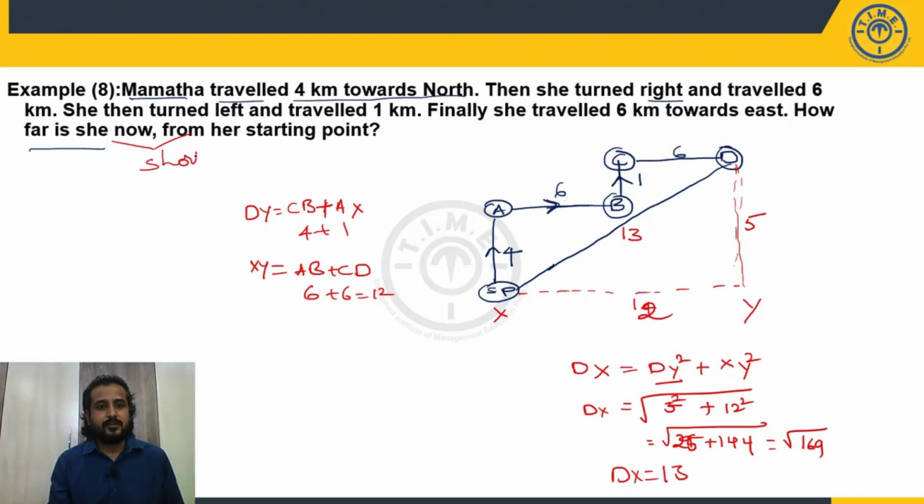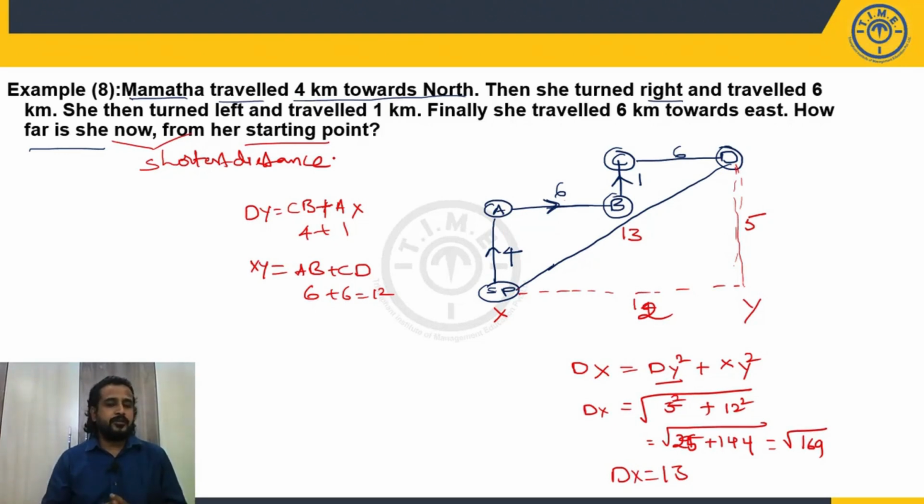How far is she now from the starting point is nothing but they are asking for the direct distance between the starting point and ending point, which is nothing but the shortest distance. So how to find out the shortest distance? Is this clear? Fine. So please note down this. We'll move to the next example.